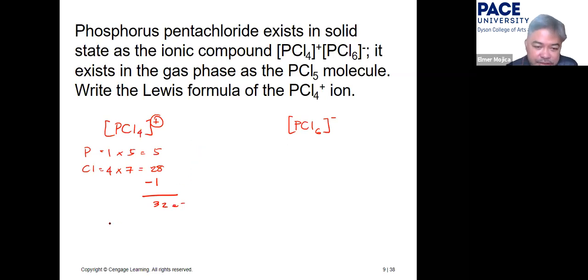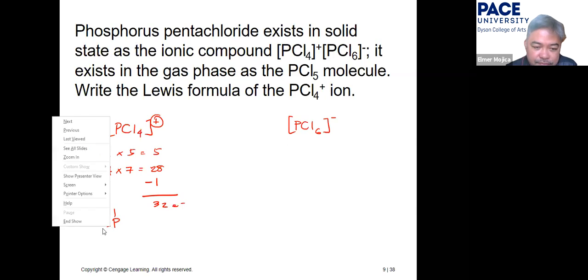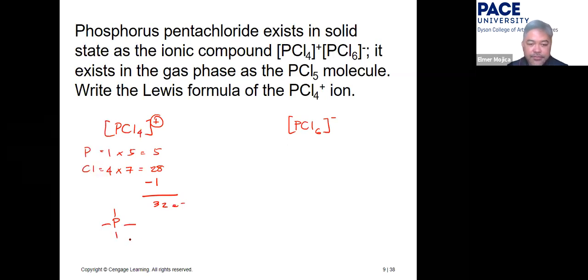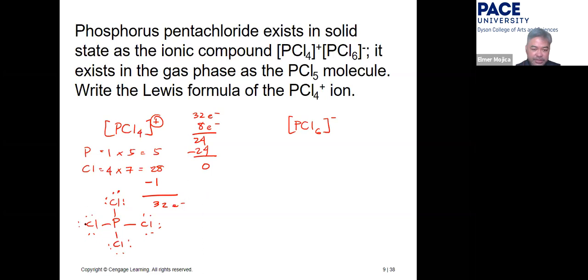So if you're going to do it here, how many electrons did I use? So from 32 electrons that's available, I use 4 bonding pairs. So 4 times 2, that is 8 electrons. So I subtract it. So I still have 24. And then what will I do next? I distribute 6 electrons in each of these chlorines. So 6 times 4 will give me 24. So this is the Lewis structure that you have.